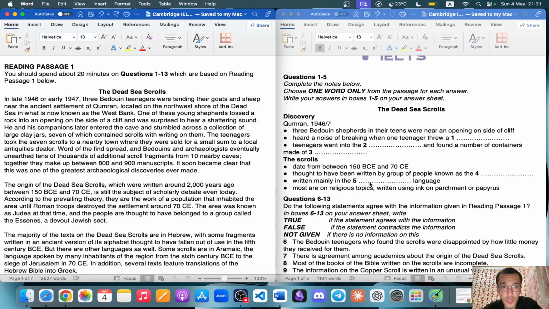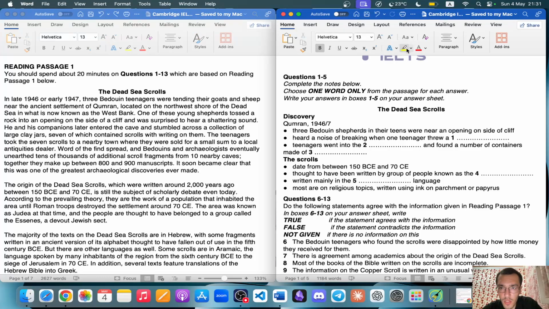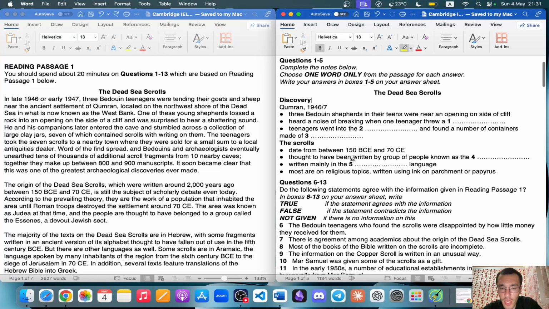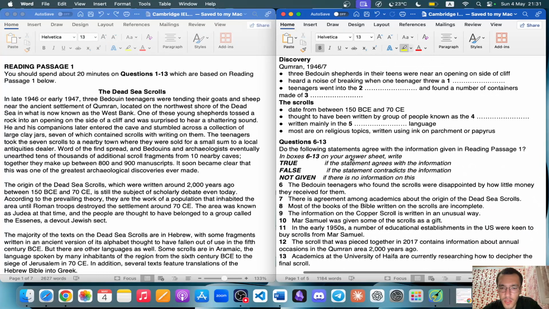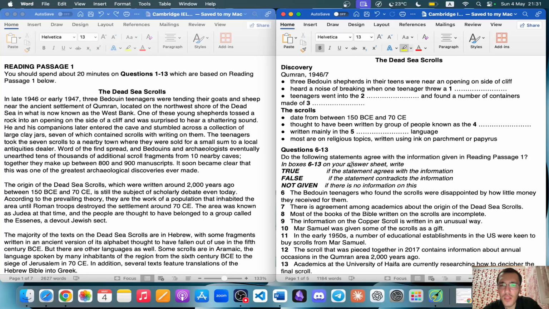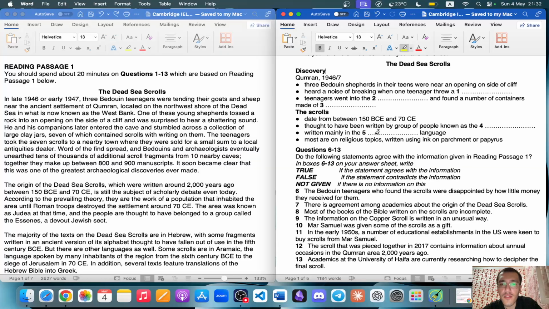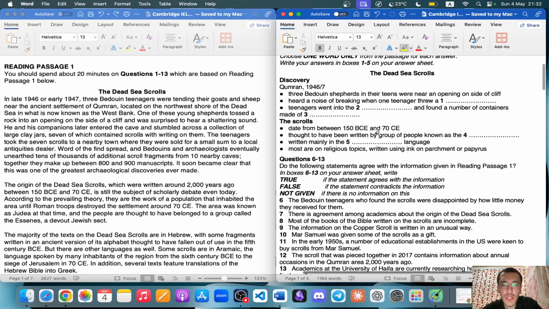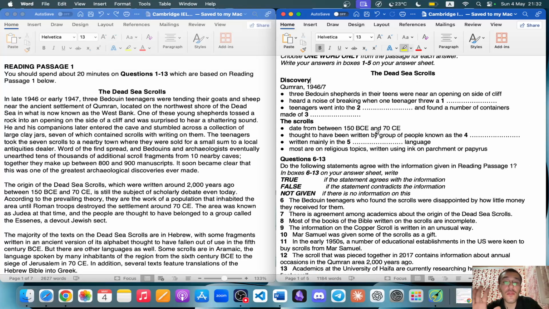Today in this passage, we're going to see the Dead Sea Scrolls. Passage one is basically very easy. You don't need to spend a lot of time. Basically, what you really have to understand before you do the reading passages is what questions follow the order of the passage, and I'm going to explain that while we are doing it.